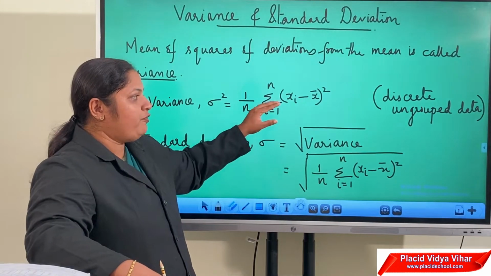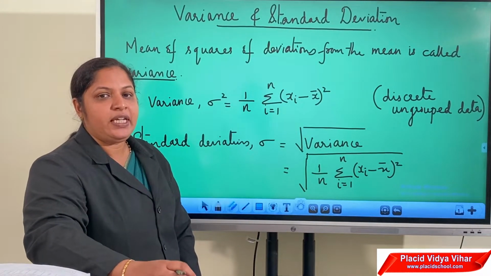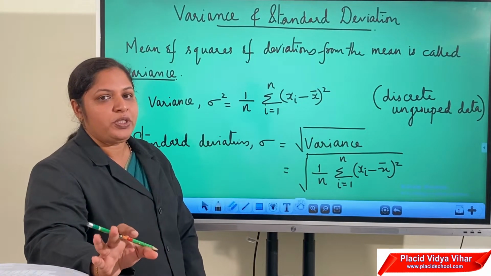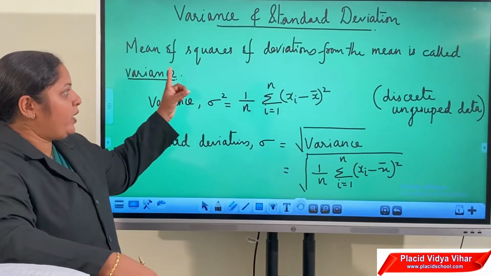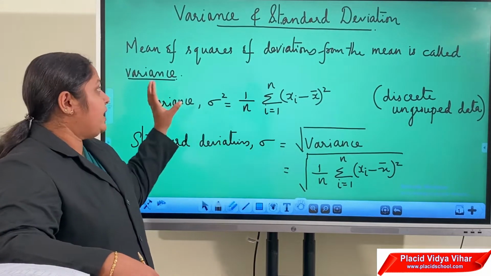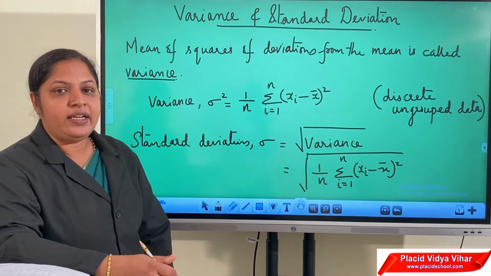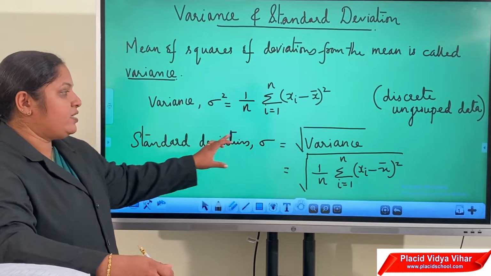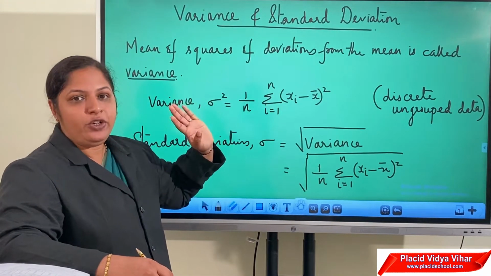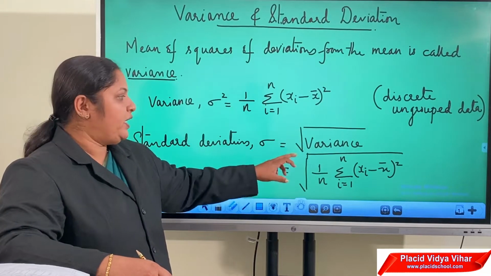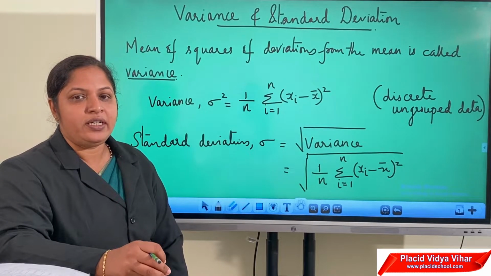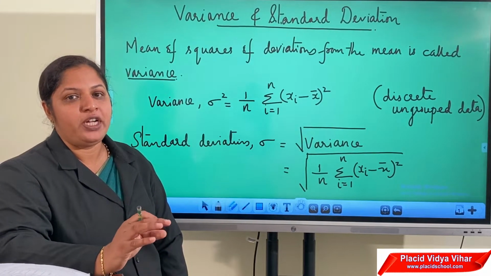This is the formula for discrete ungrouped data, that means data which does not have frequency along with the data set. Once again, variance is the mean of squares of deviation from the mean. Standard deviation is defined as the square root of variance. So first we find the variance, then by taking the square root of variance we obtain the standard deviation. Standard deviation or variance is considered the most accurate measure of dispersion.